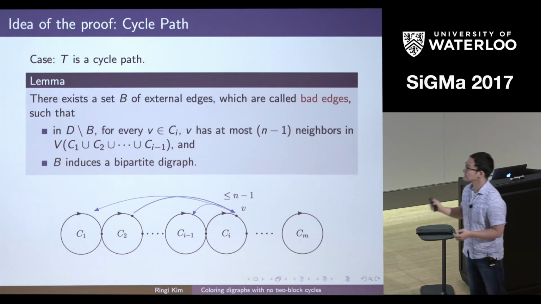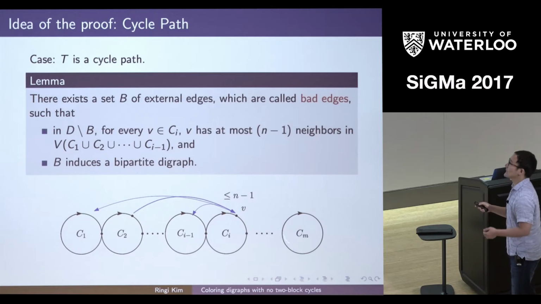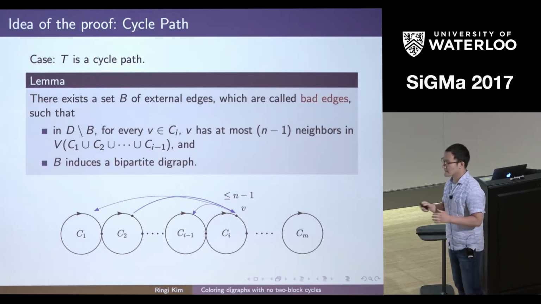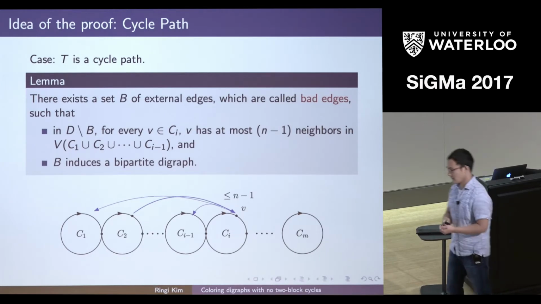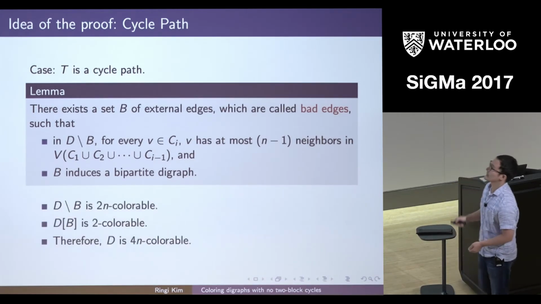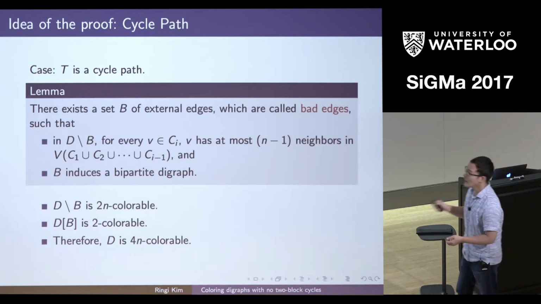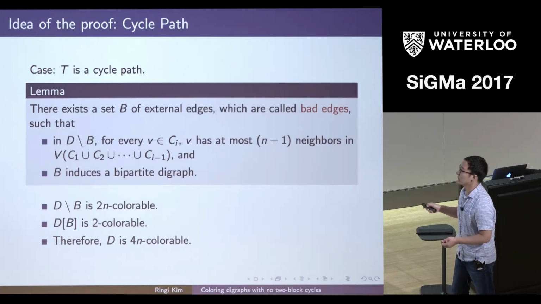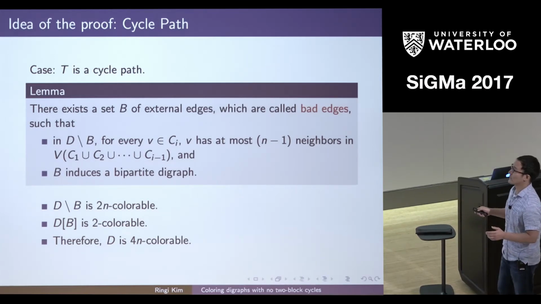So now D minus B is just 2n colorable. V has at most n-1 neighbors in the previous cycles, and Ci itself is n degenerate, so D minus B is 2n colorable. And this part, because B induces a bipartite digraph, is 2 colorable. So therefore, D is 4n colorable.